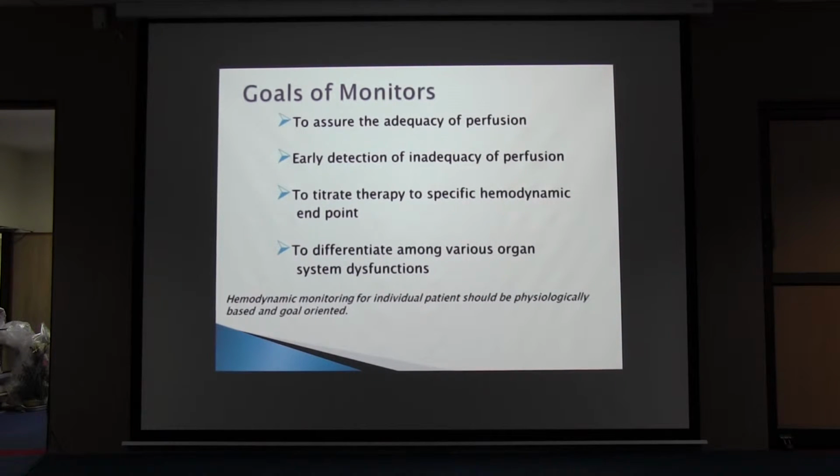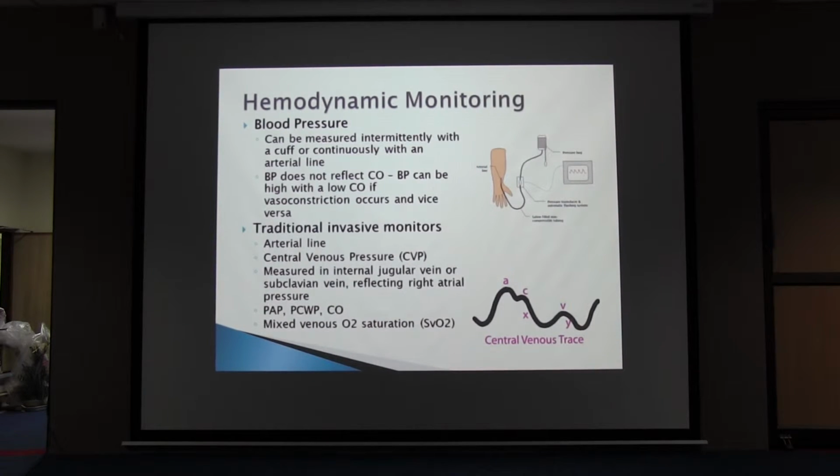And this monitoring is needed because in patients who are very critically ill, tissue oxygenation is compromised. That's why you should detect early when there is inadequate tissue perfusion, titrate according to the hemodynamic targets, monitor all these things, and achieve those targets. And differentiate among the various organ system dysfunctions. When tissue perfusion is lacking, they go into dysfunction, and they ultimately land up in multi-organ dysfunction. So these are things you should monitor.